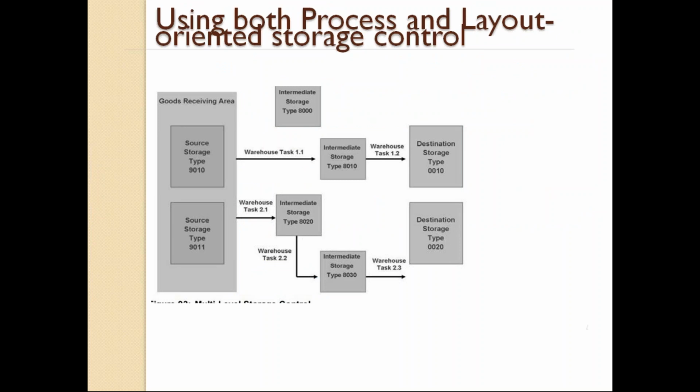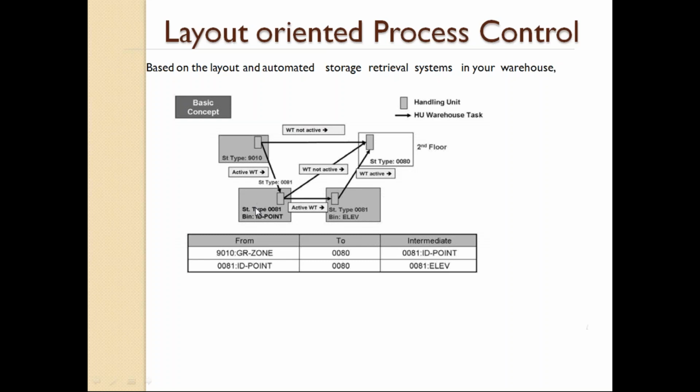One more point here is that for layout oriented storage control, we don't necessarily do it in one step. As I have explained here, if you see the diagram, it is in two steps. First it's staging here, then it is staging here. We said from here to here, it should stage by this. Then we have also made a config from GR zone to 80, it should stage to ID point. So it went to ID point. Now we are saying from ID point to storage type 80, it should stage by 81. So it went to 81 elevator.